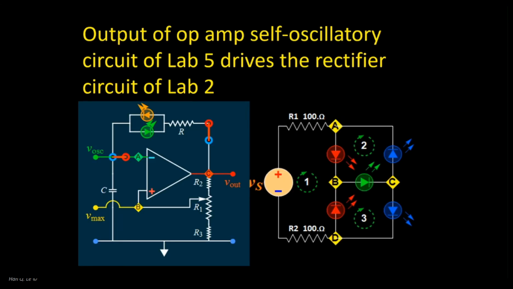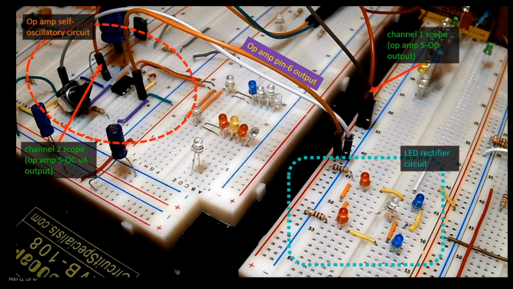In Lab 2, we use a signal generator to drive the rectifier circuit. The oscillator circuit here can also be used for that purpose, as illustrated in this video.